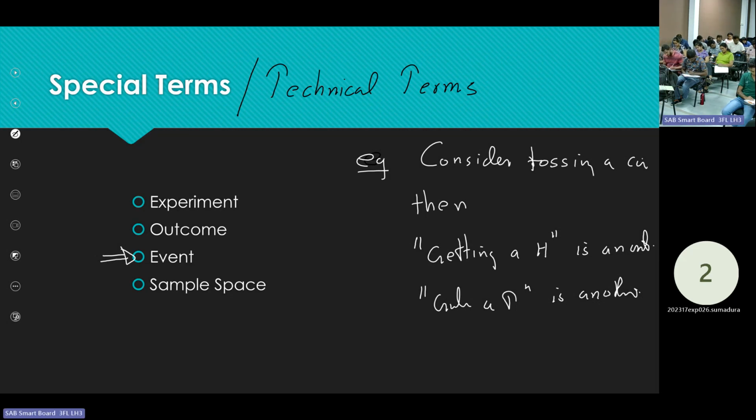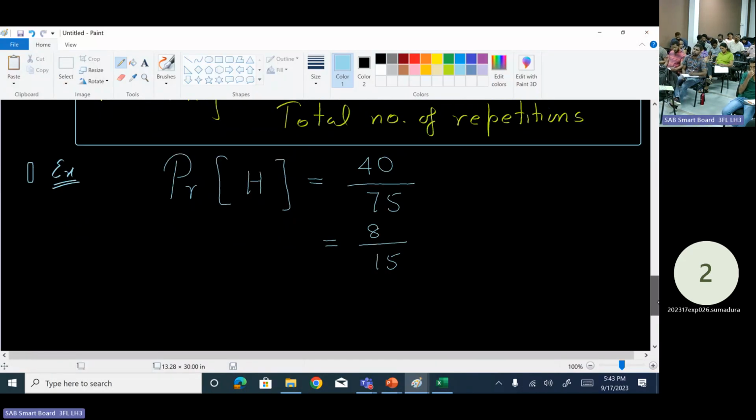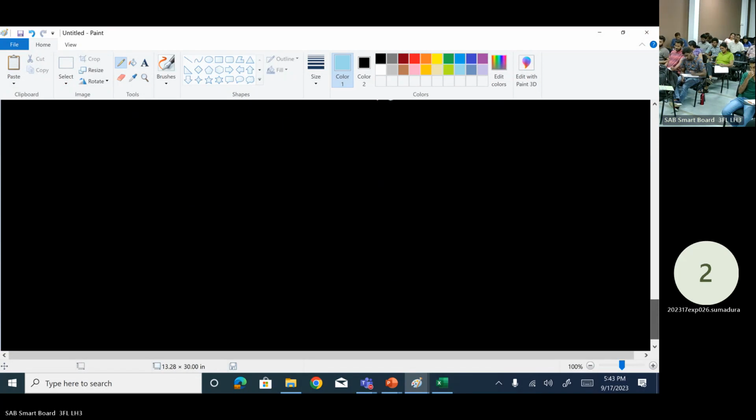Basically, event means what we are interested in. So now how is it defined? First it says it can be a single outcome or a collection of outcomes. The last line says event means what we are interested in will be the event.